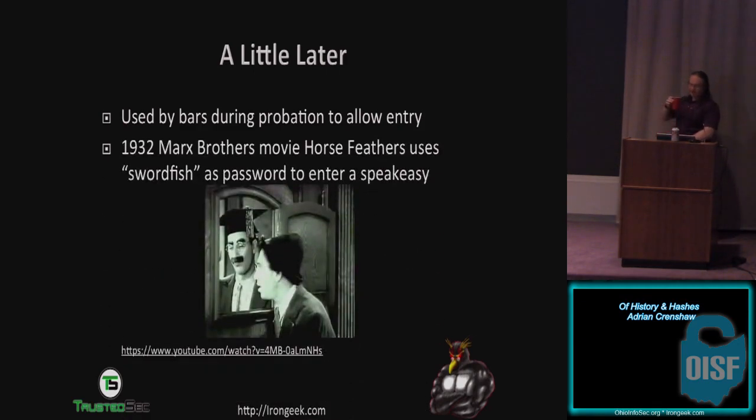You ever seen the Marx Brothers film Horse Feathers? They use the password swordfish to know whether or not someone is of the in crowd and then let them into that particular speakeasy. Also, they use that same name, Swordfish. That's the reason why that early 2000s movie, that's a documentary, was so real to life. That's where it got its name from, was from Horse Feathers.